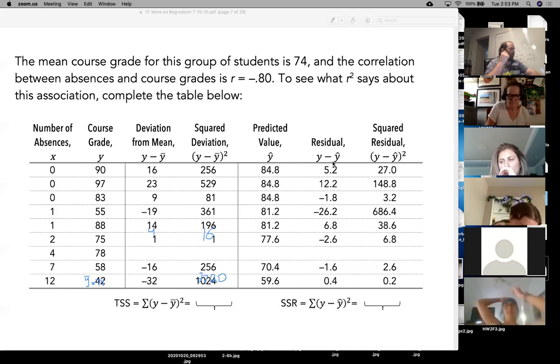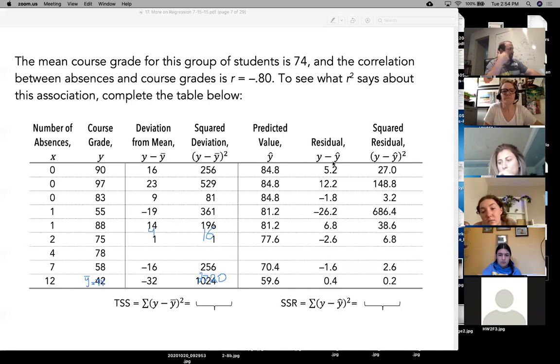What's our predicted grade? Read the equation correctly. 84.8 minus 3.6 times the number of absences. 84.8 minus 3.6 times 0 is how much? You do the multiplication first, not the subtraction. 3.6 times 0 is 0. And then 84.8 minus that is 84.8. Which is why when x is 0, we get a predicted grade of 84.8.